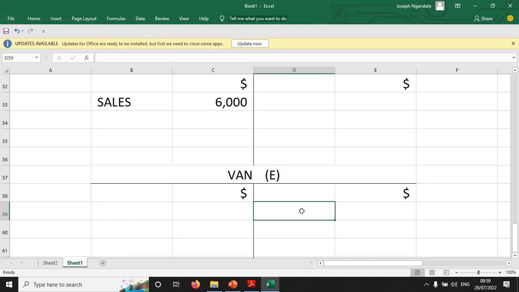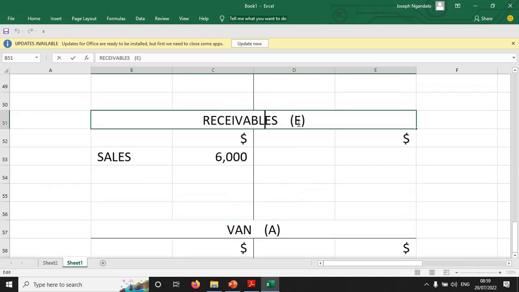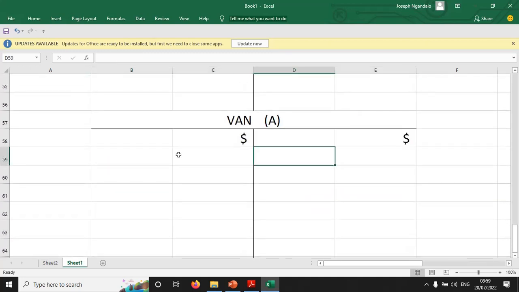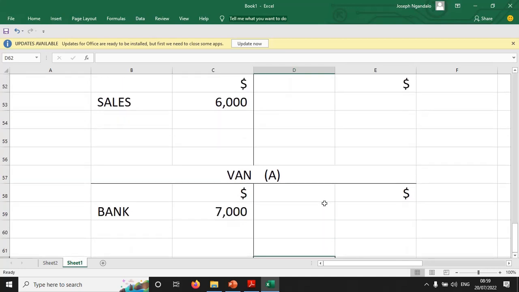All right. Van account. It's an asset account, right? Is that correct? Did I change here? Receivables also an asset, right? Is that correct? Yes. So what do we do? Debit. Is that correct? Then in the bank, please write.